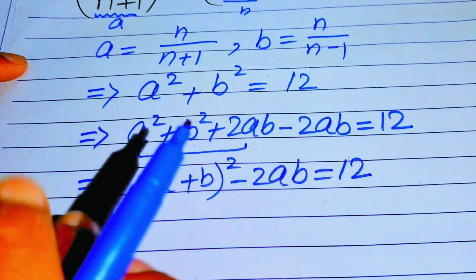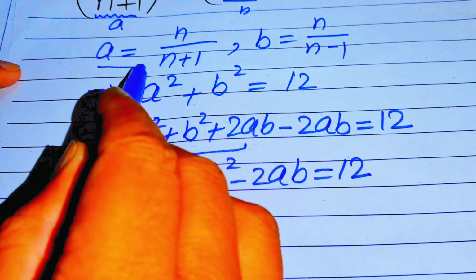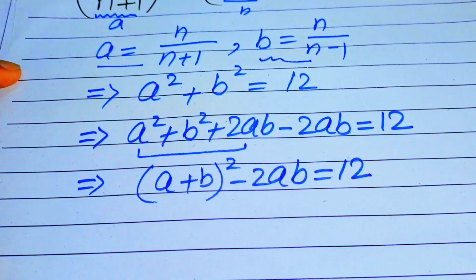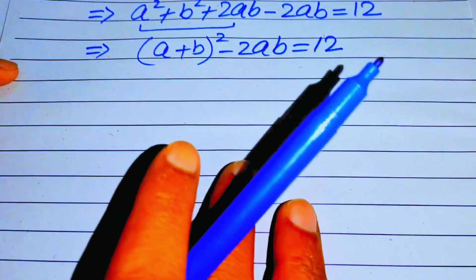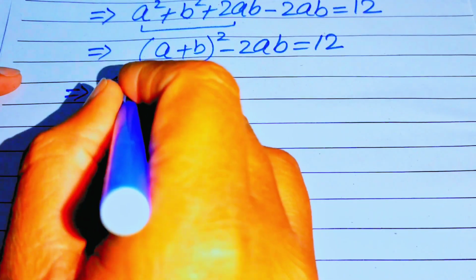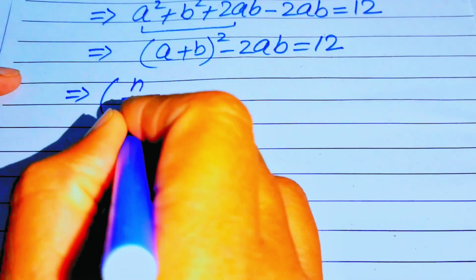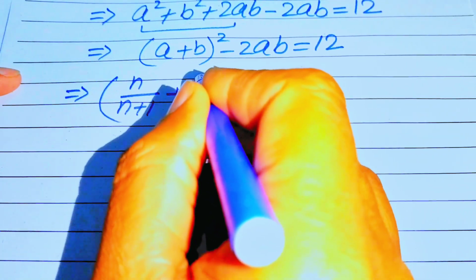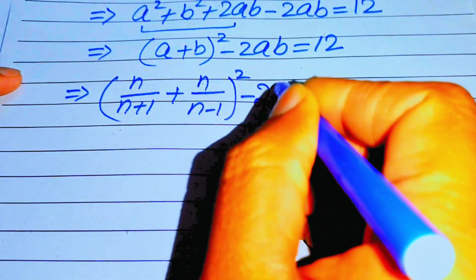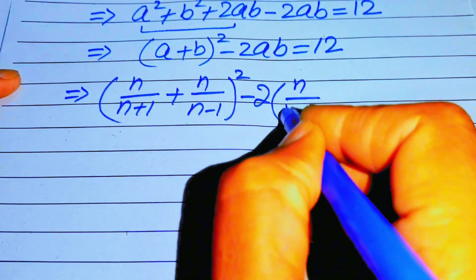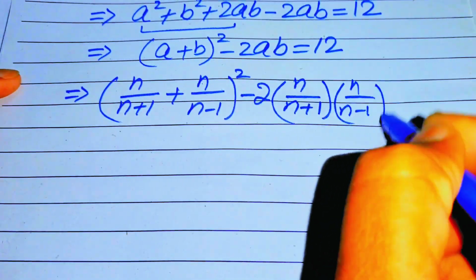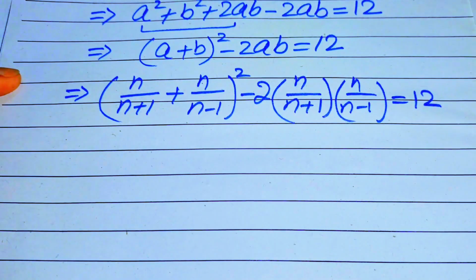And now we back substitute the values of a and b, and you see that this is the value of a and this is the value of b. So if we put these two values in the left hand side of this equation, we get (a plus b) whole square, where the value of a is n over n plus 1 and the value of b is n over n minus 1, whole square, minus 2 times a, which is n over n plus 1, and b, which is n over n minus 1, and this whole equals 12.